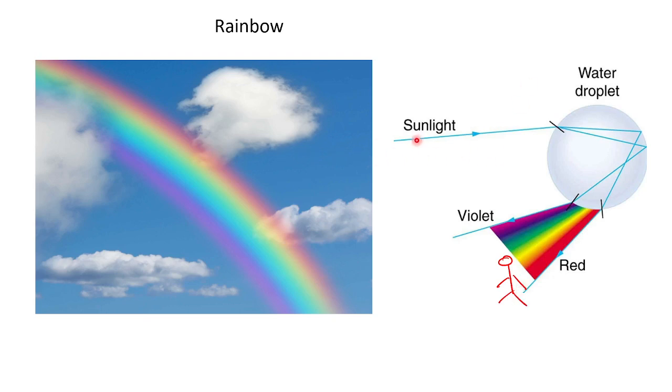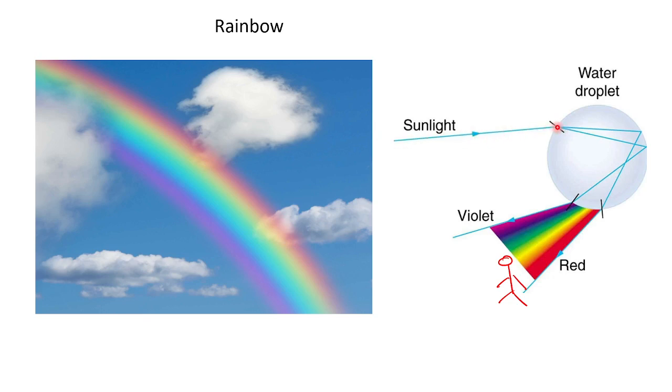The sun is here, on the left side. It is sunrise time, and the cloud is on the right side. The cloud should be on the right side, the sun on the left side, and I am standing between the sun and the cloud. The sunlight is coming like this.